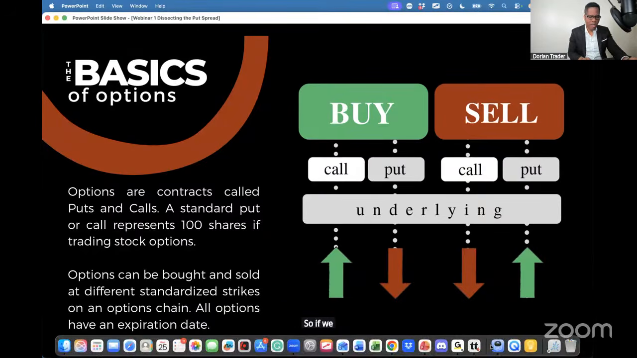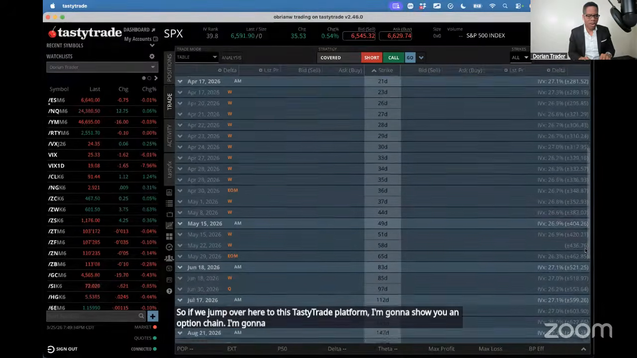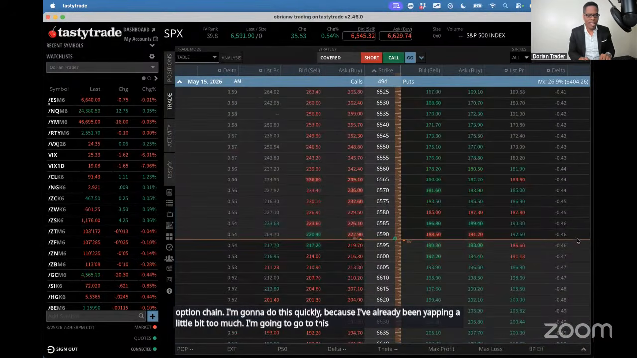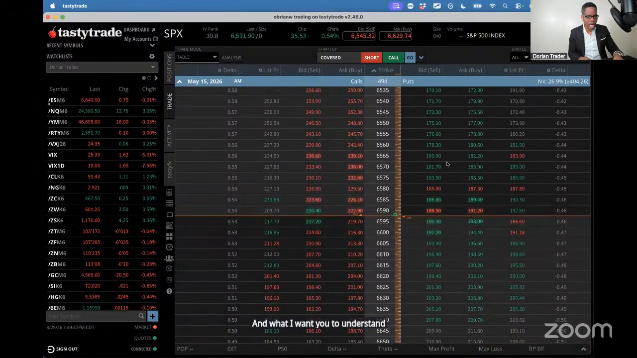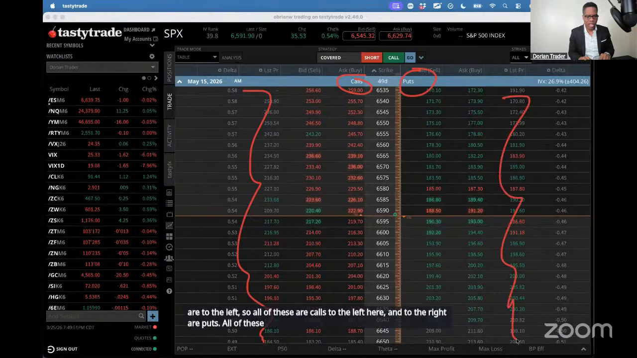So if we jump over here to this Tasty Trade platform, I'm going to show you an option chain. I'm going to do this quickly because I've already been yapping a little bit too much. I'm going to go to this May the 15th. And what I want you to understand is when you open up an option chain, calls are to the left. So all of these are calls to the left here. And to the right are puts. All of these are puts.